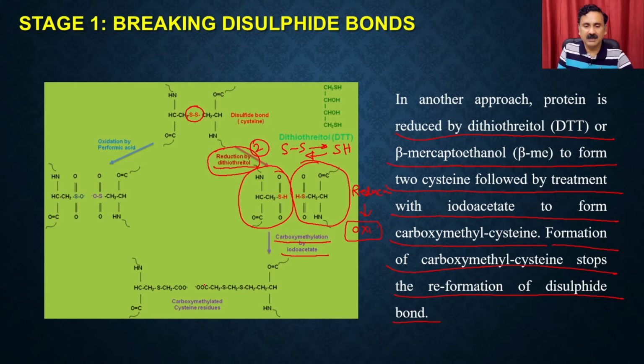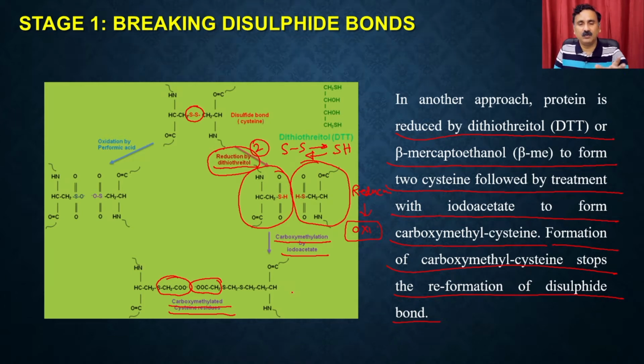In that case, the S is going to be tagged with this particular functional group, and that's how it forms the carboxymethylated cysteine residue. And once you have this, the two will not be able to come together even if the conditions are oxidizing in nature. Now, once this is done, you can go to stage 2.